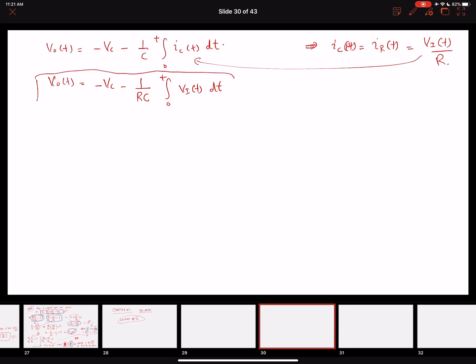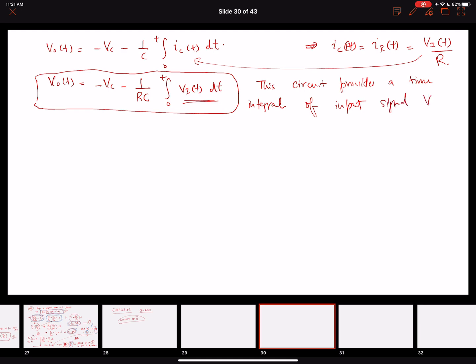Now looking at the equation, you can see that this is the time-based integration of the input signal VI of t. So this circuit provides a time integral of the input signal VI of t with VC as the initial condition voltage and RC as the time constant.